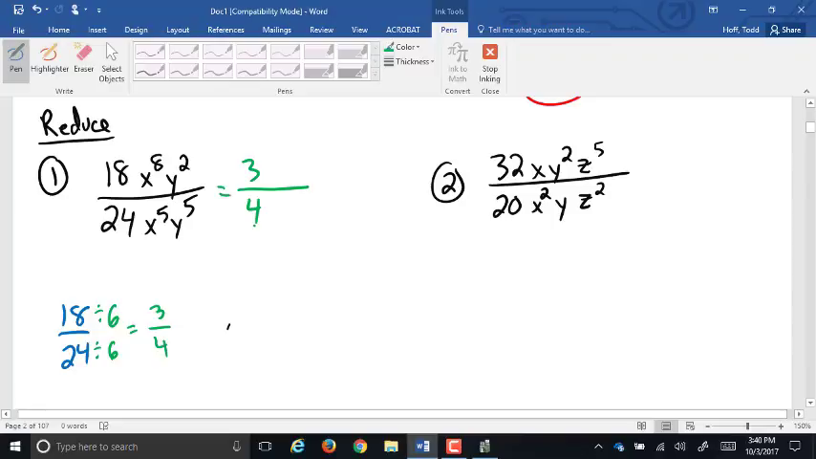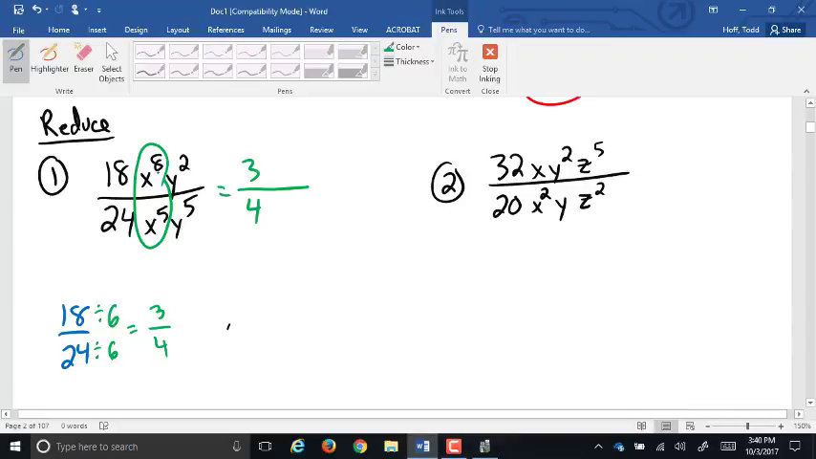So now for the variables, we have to decide two things. One, we have to decide whether it's going to be in the numerator or the denominator. And two, what its power is going to be. So for the x, will it end up in the numerator or denominator?